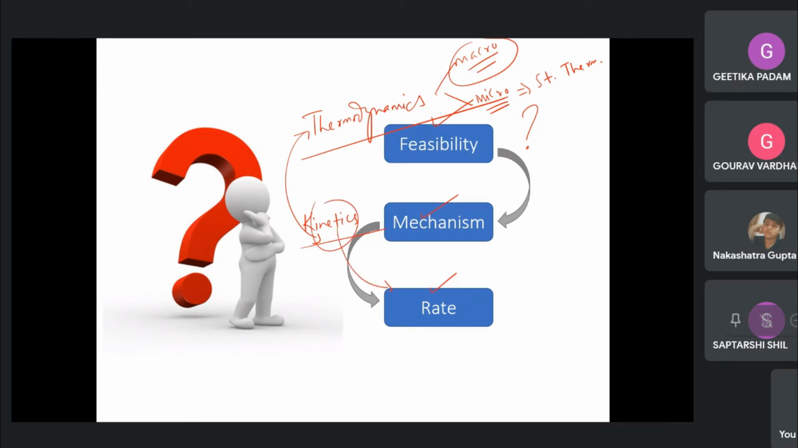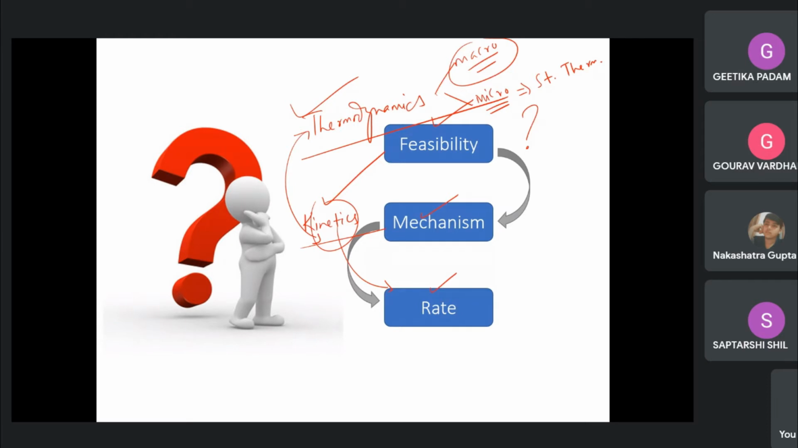So I hope these two topics combined help you to enter into a new problem and get all the answers related to it, that is feasibility, mechanism, and rate. That is why, whenever we designed the syllabus, we took these things into account, and as far as the fundamental concepts are concerned, we have tried to keep these two topics as the first two topics in the syllabus, thermodynamics and kinetics.